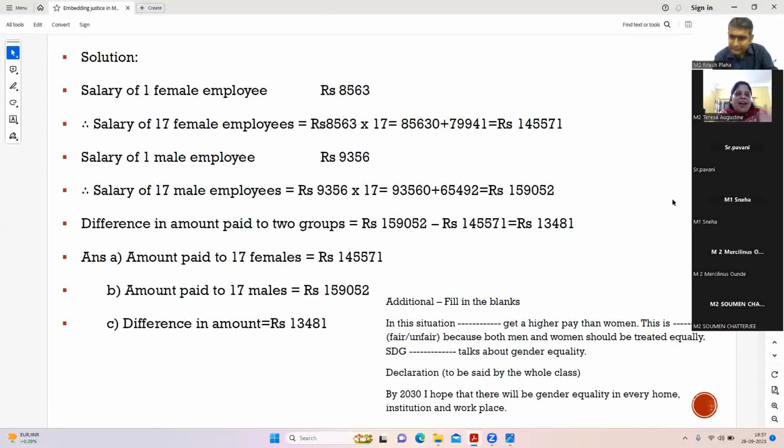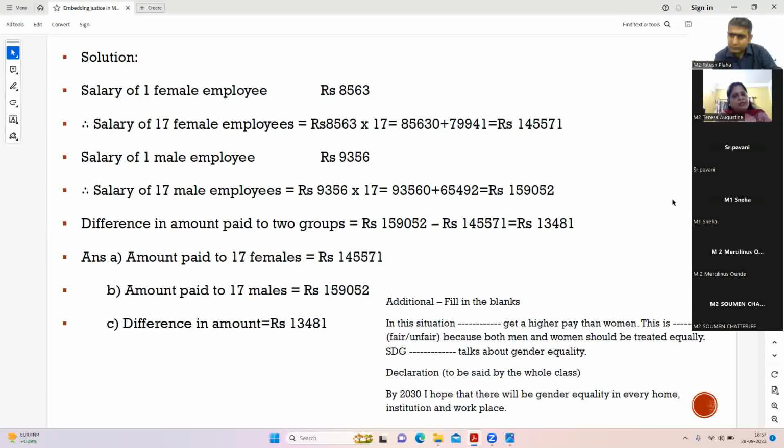So I've got both the answers to my fill in the blanks. The men get a higher pay than women. And so is this fair or unfair? Obviously children will all shout out that it is unfair. And then we connect them to people, since it's primary, we are focusing on people, or to an SDG. Since children in class 4 are already acquainted with SDGs, we ask them which SDG they would connect it with.